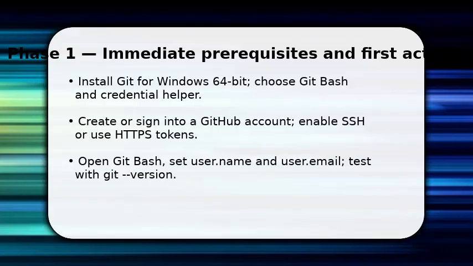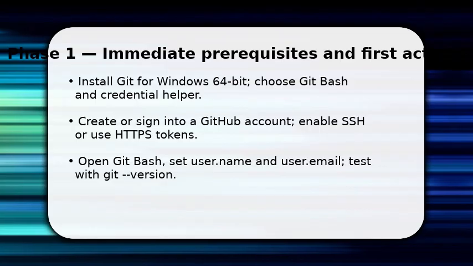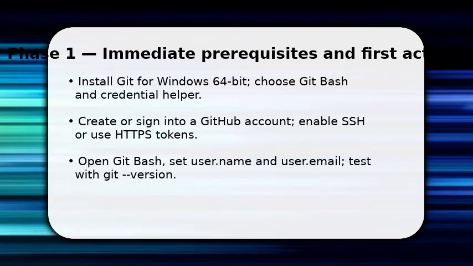You'll begin by installing Git and preparing credentials so you can work securely. First, run the Git installer and accept Git Bash and the credential helper. Once done, sign into GitHub or create an account and decide SSH versus HTTPS tokens.